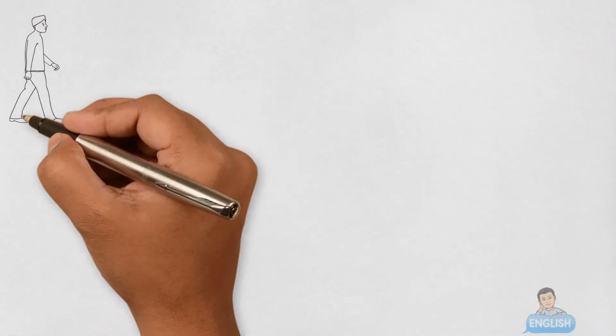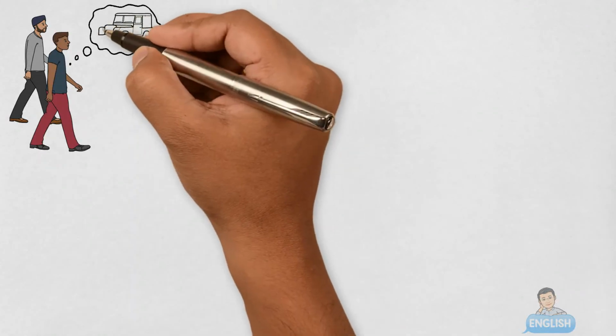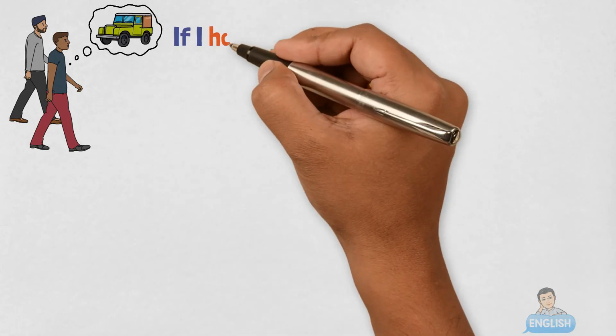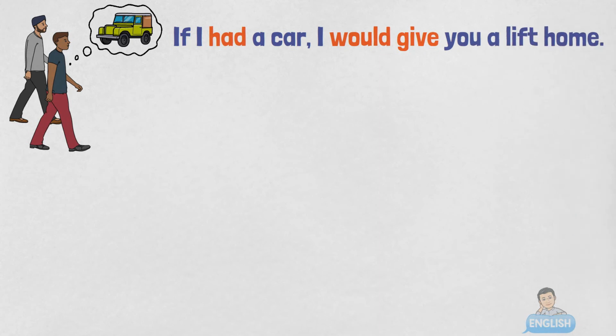Let me give you an example. Tim and Ken are walking home. Tim says to Ken, "If I had a car, I would give you a lift home." Tim does not have a car, or he doesn't expect to have a car. He's imagining a situation that will probably not happen. So he says, "If I had a car, I would give you a lift home." When you imagine something like this, you use the second conditional sentence. But the meaning, remember, is not in the past.